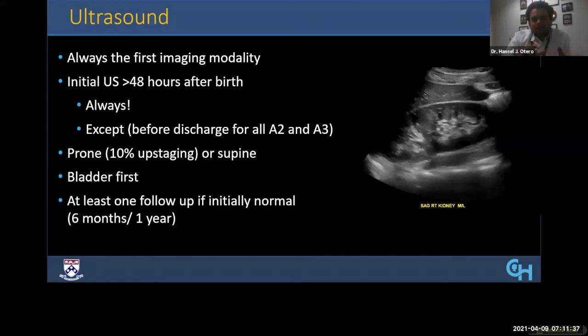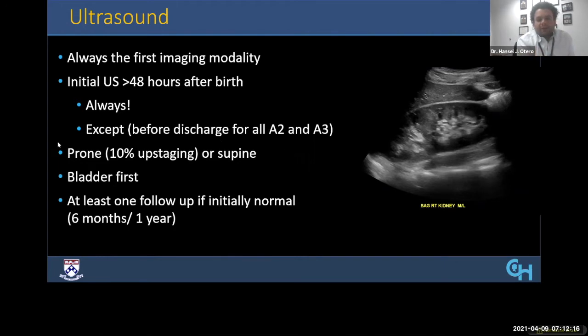Again, ultrasound is always the first modality, and this is probably the first practical tip: you want to always try to wait 48 hours. I put always, and then I say it's not true, because there are certain exceptions. When you have patients at high risk, especially those patients that come with a diagnosis of lower urinary tract obstruction, like posterior urethral valve, then you might want to scan those kids early on, even within the first 48 hours.